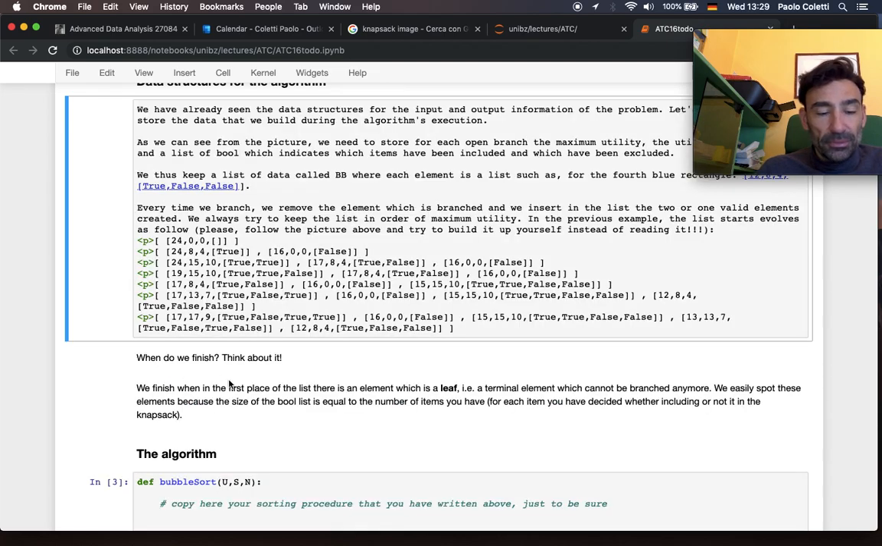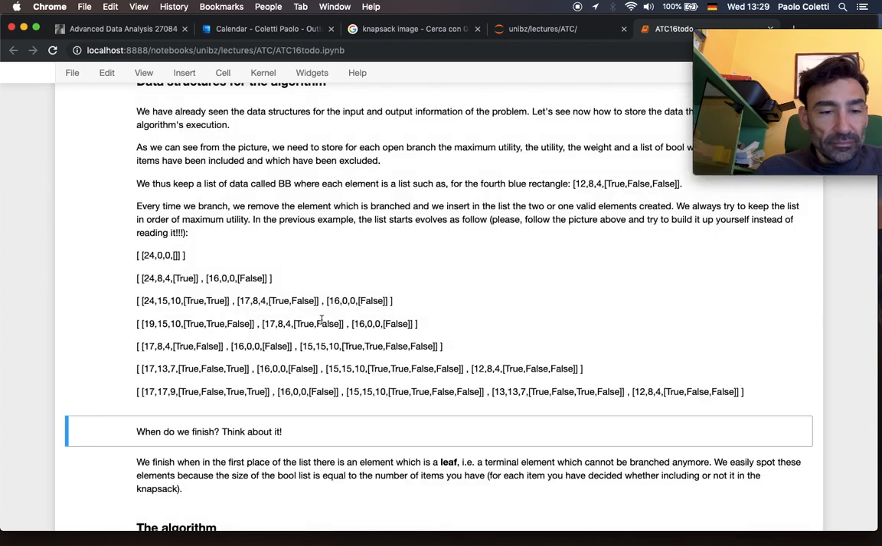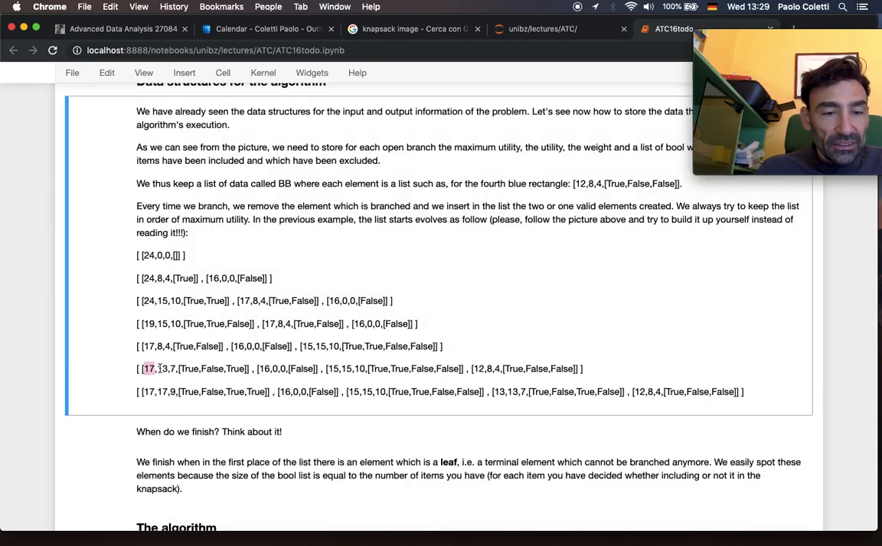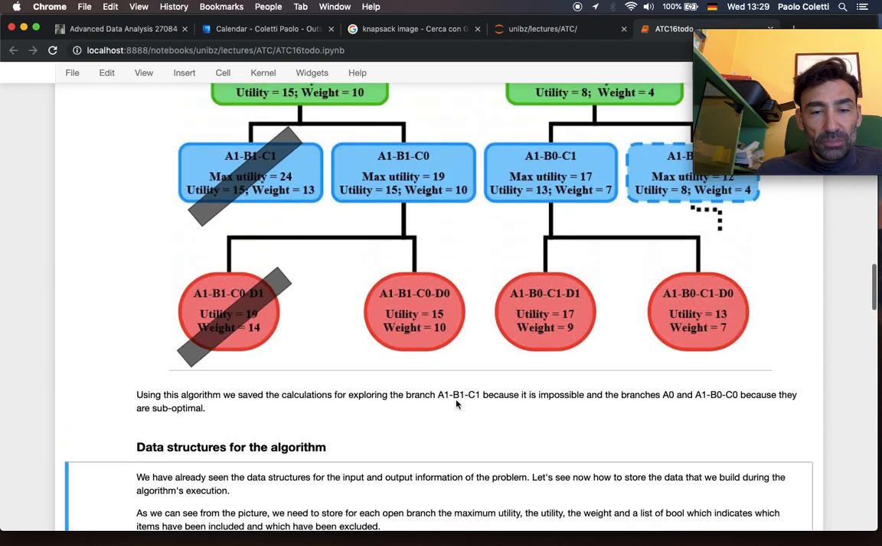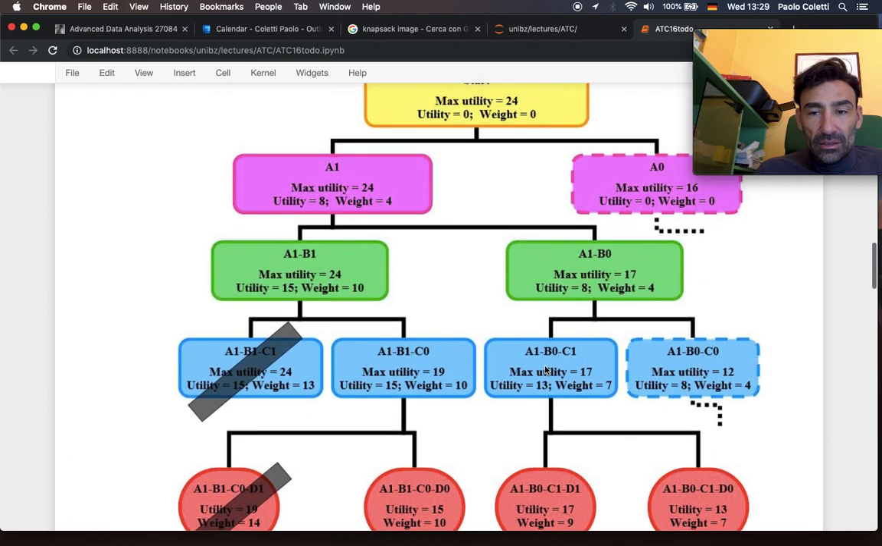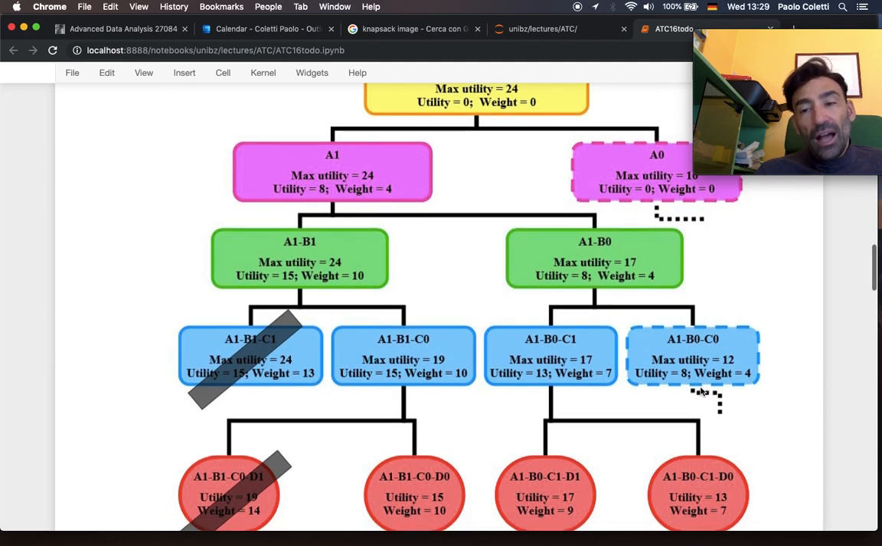The maximum potential utility, the current real utility, the current size, and which decisions have been taken so far. Take, leave, take. Okay. Just to give you an idea, this is the final situation. The final situation is this one. 1, 2, 3, 4, 5, which correspond to 1, 2, 3, because they are in order of maximum utility, 4, 5. I suggest you invest some time to check that they really correspond.